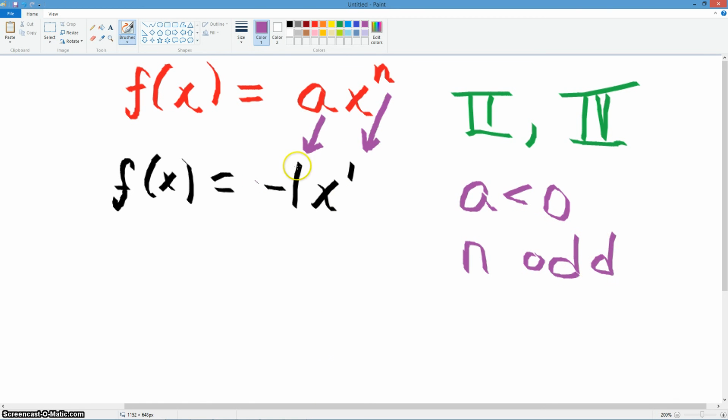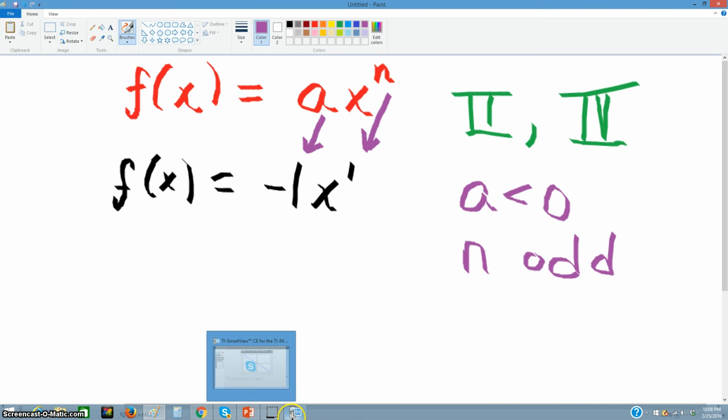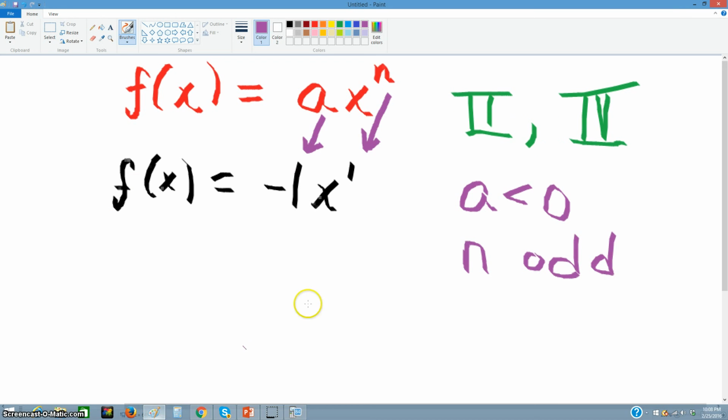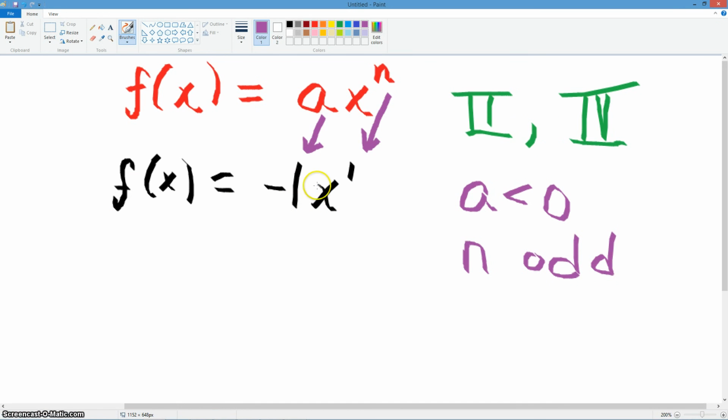So what can we say about any polynomial function that has A as a negative number and n as the exponent that is odd? It will always be living, starting and ending in quadrants 2 and 4. 2 and 4. And that does confirm with the picture we just graphed on the calculator. All right, so that's the base. That is the base, or the foundation, for all of the exponents that are odd.